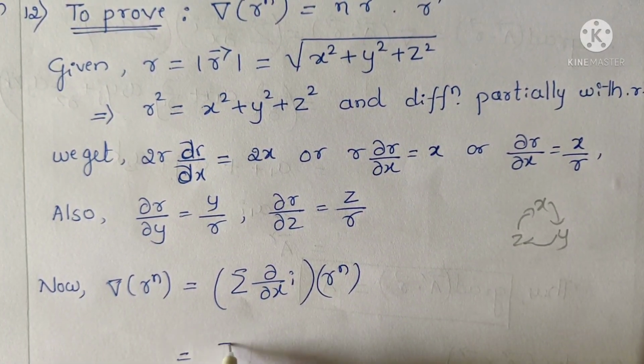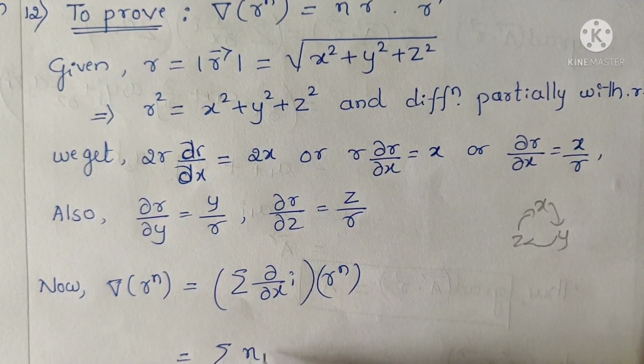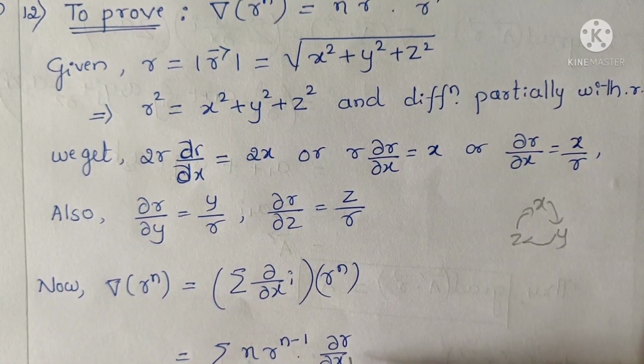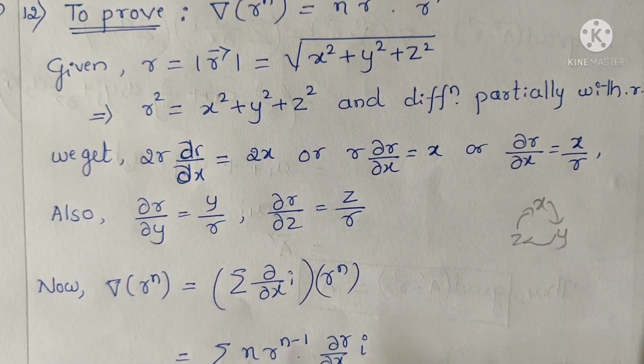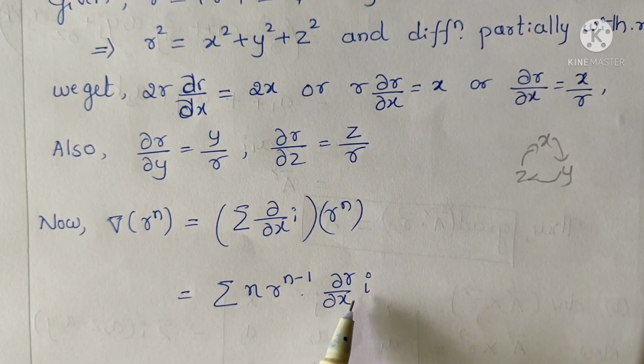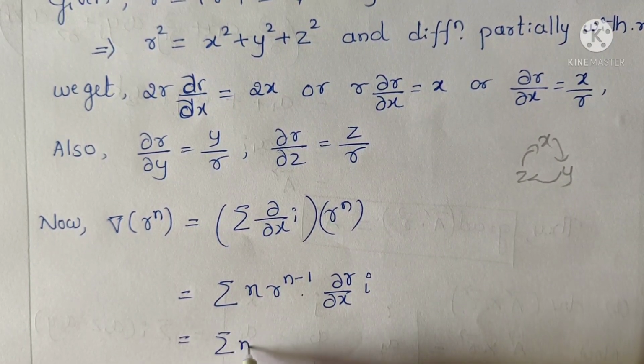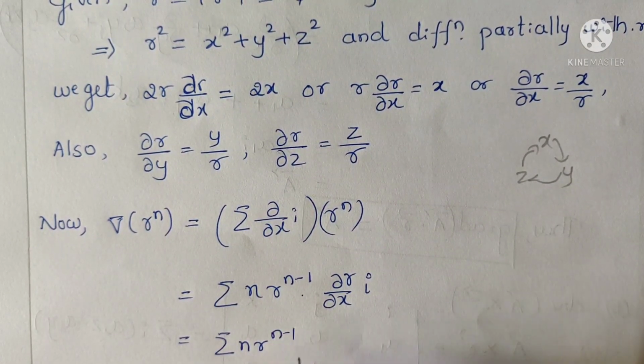Then summation of ∂/∂x of r^n. Now ∂/∂x of r^n is n r^(n-1) ∂r/∂x into i. So when you differentiate partially r^n, it is n r^(n-1) ∂r/∂x into i. So this is summation of n r^(n-1).